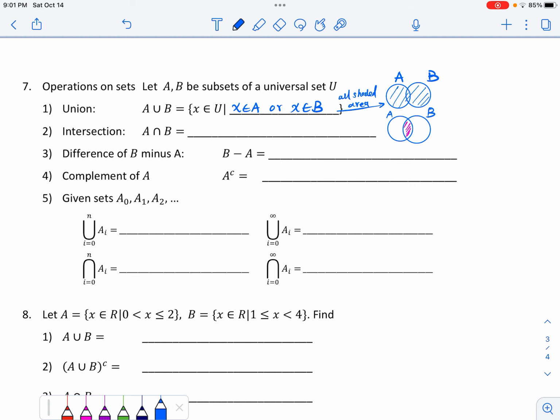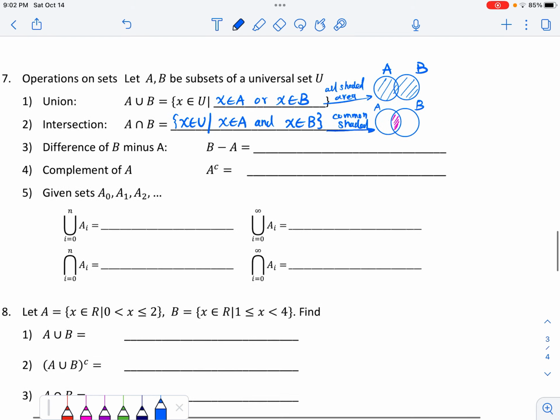Okay. So therefore, it's X in U, X is an element from U, so that X in A and at the same time, and this is N, and at the same time X is in B. So therefore, it's the common shaded area. So this will be the common shaded area. That's what the intersection is.